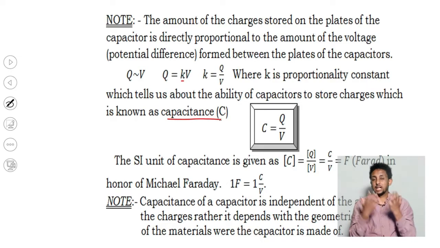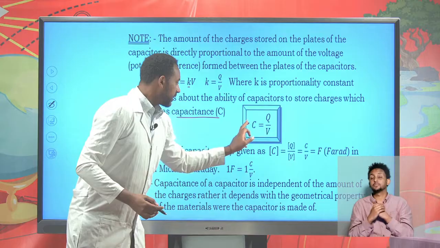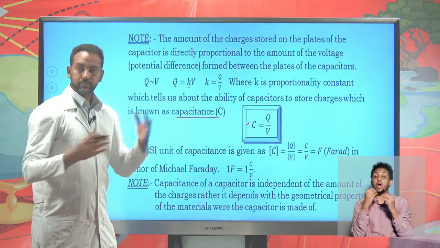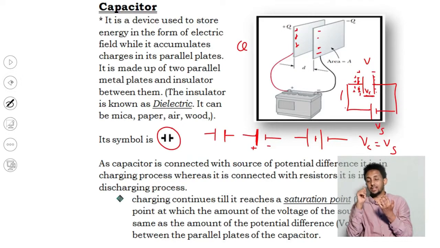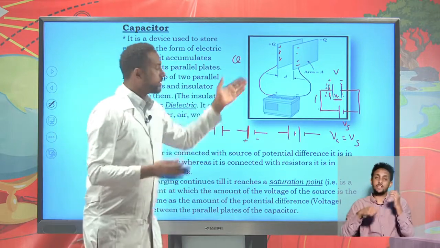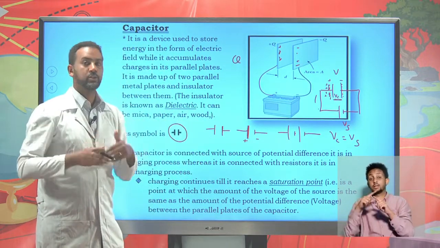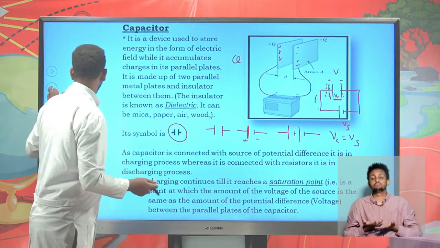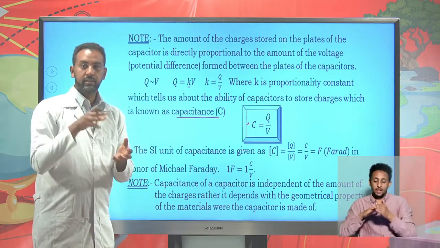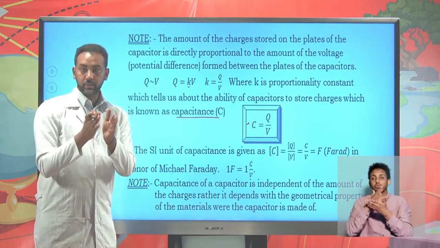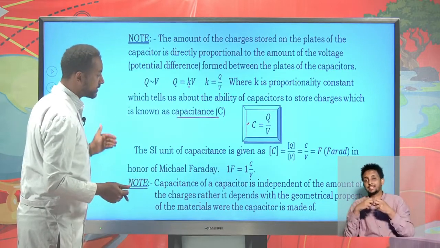So capacitance C is Q over V, the amount of charge stored over the potential difference V formed between the parallel plates. Capacitance is independent of the amount of charge stored. If the amount of charge stored on the capacitor is increased or decreased, it doesn't affect the capacitance. Actually, the capacitance of a given capacitor depends on the geometrical properties of the material, meaning the area, the gap between the plates, and the material we put between the plates, known as the dielectric. Those are the factors which affect capacitance.